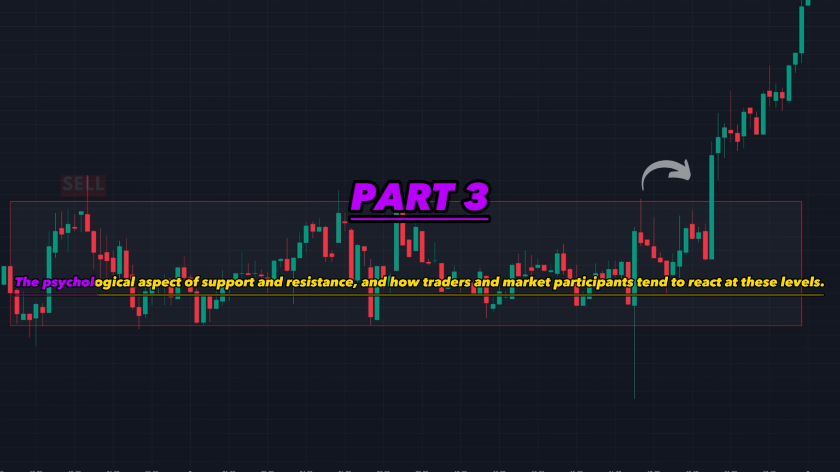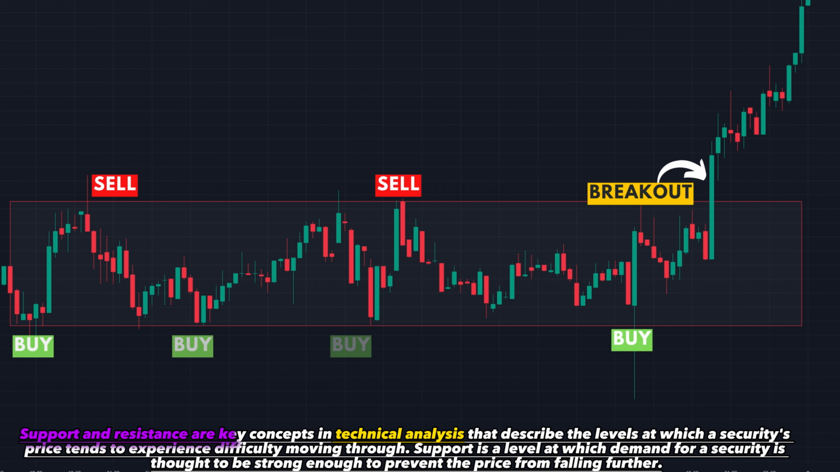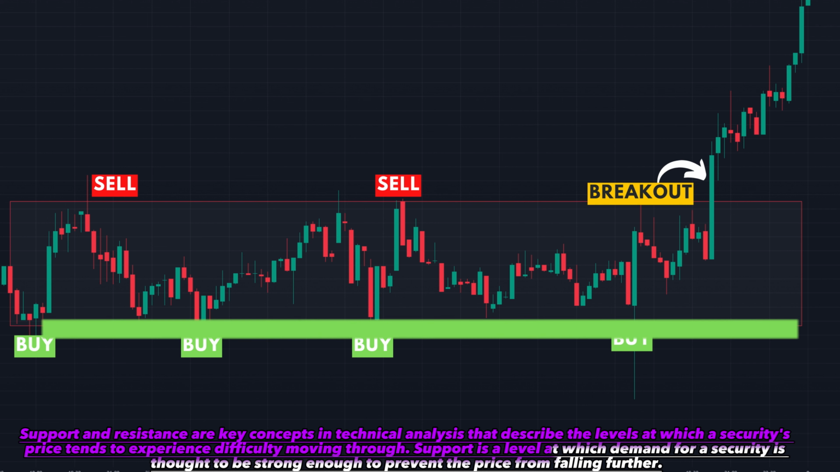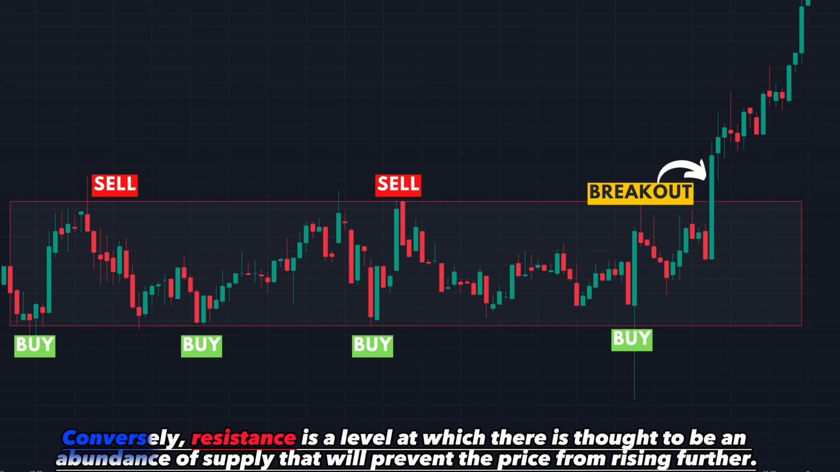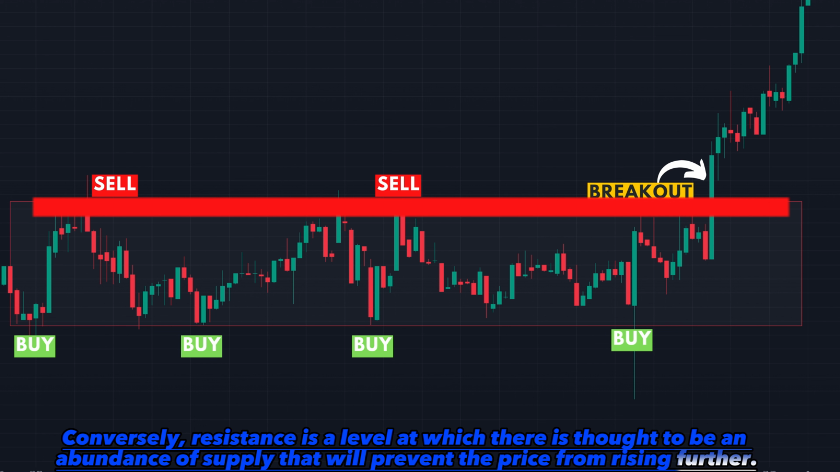Part 3. The psychological aspect of support and resistance, and how traders and market participants tend to react at these levels. Support and resistance are key concepts in technical analysis that describe the levels at which a security's price tends to experience difficulty moving through. Support is a level at which demand for a security is thought to be strong enough to prevent the price from falling further. Conversely, resistance is a level at which there is thought to be an abundance of supply that will prevent the price from rising further.